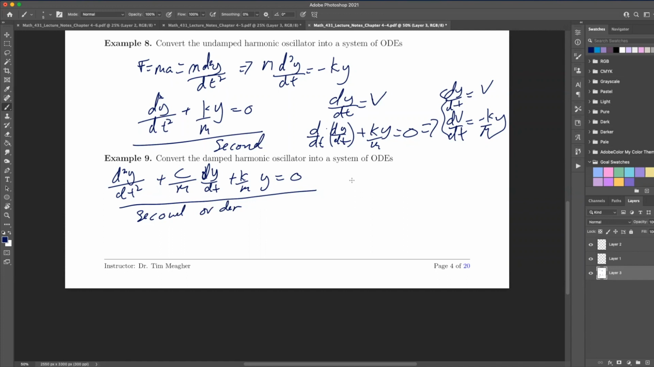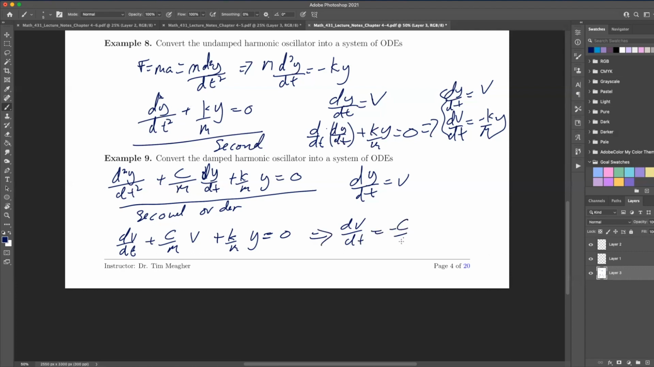But here we can introduce the y dt equal to b. Once I do that, I can replace everywhere I see dy dt with a b. So this would be dv dt plus c over m dy dt. Well, dy dt is just b plus k over m y is equal to 0. Well, in this case, what happens? We get dv dt. So this implies dv dt equals minus c over m v minus k over m y.